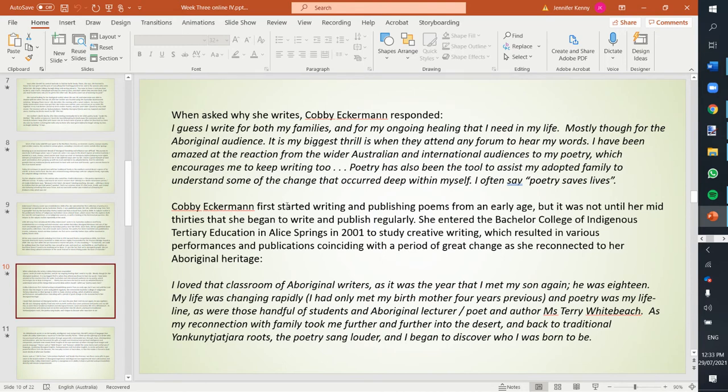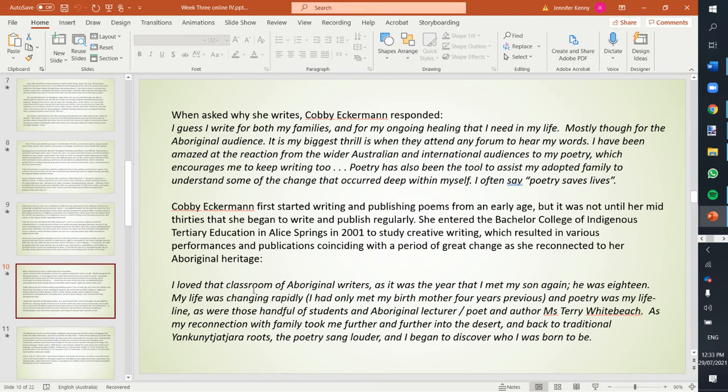Ali Cobby Eckermann first started writing and publishing poems from an early age, but it was not until her mid-30s that she began to write and publish regularly. She entered the Batchelor College of Indigenous Tertiary Education in Alice Springs in 2001 to study creative writing, which resulted in various performances and publications, coinciding with a period of great change as she reconnected to her Aboriginal heritage.